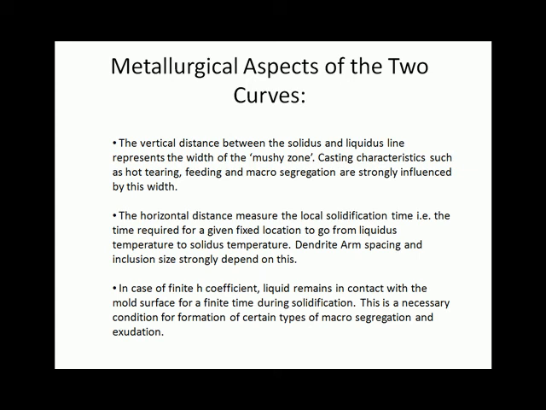The horizontal distance in both the graphs measures the local solidification time. That is, the time required for a given fixed location to go from liquidus to solidus. Dendrite arm spacing and inclusion size strongly depend on this. In the case of a finite h coefficient, liquid remains in contact with the mold surface for a finite time during solidification. This is a necessary condition for formation of certain types of macrosegregation and exudation.